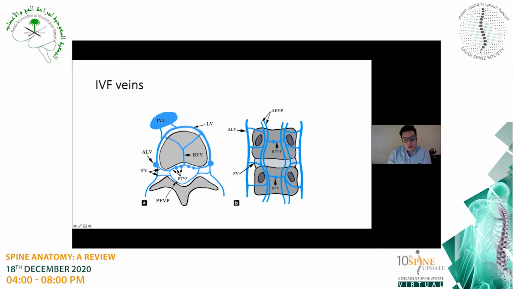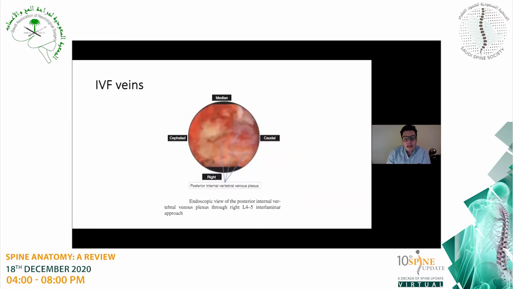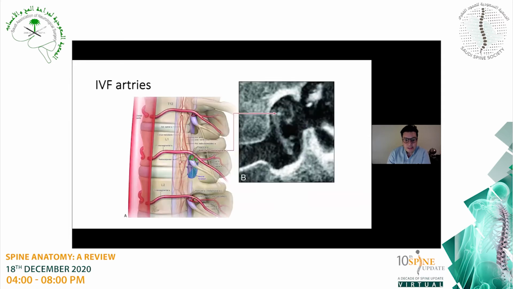As we said, the posterior epidural venous plexus is less well developed, and in the midline, the internal and external are connected by the basivertebral vein and foraminal veins. The anterior longitudinal plexus runs around the posterior vertebral body, and they come closer to each other around the pedicle and away from each other at the disc level. In this picture, taken from an endoscopic interlaminar view, we can appreciate this venous plexus.